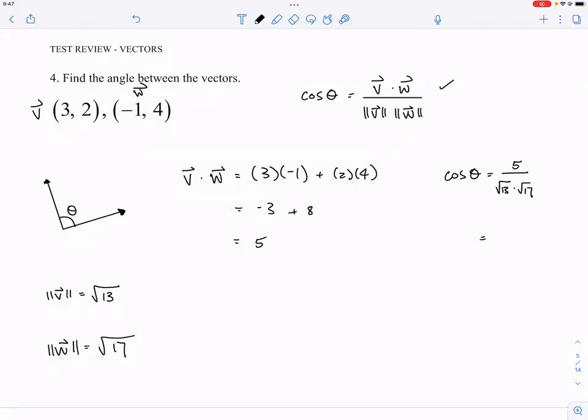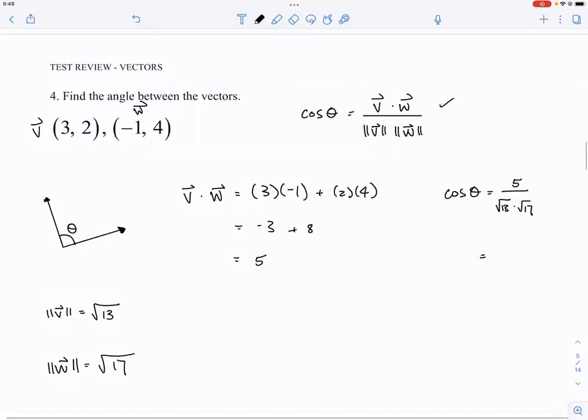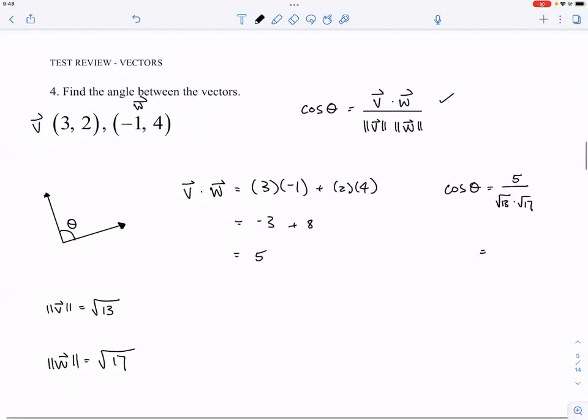We don't need to simplify further, because we're going to use a calculator to find out what theta is. So now it's your turn. Go ahead and find out what theta is.